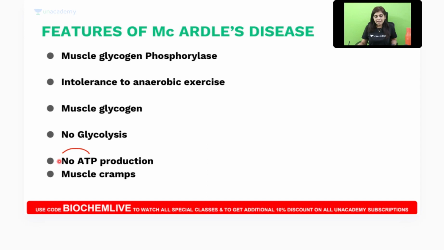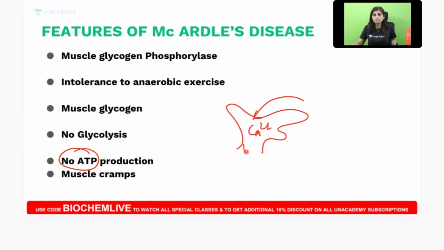Can you tell me why lack of ATP should cause muscle cramp? Because not only for contraction, even to bring about relaxation, you need ATP. Do you all know that? Because for your muscle to relax, you're supposed to take back calcium into the sarcoplasmic reticulum. Yes or no? For contraction, you release calcium from the sarcoplasmic reticulum. For relaxation, you should take back calcium.